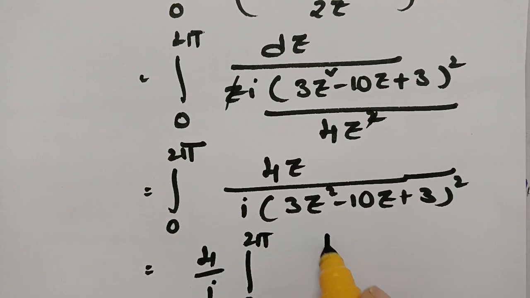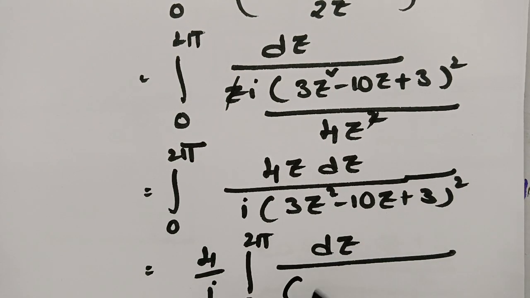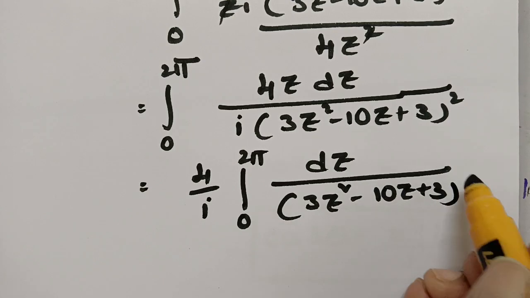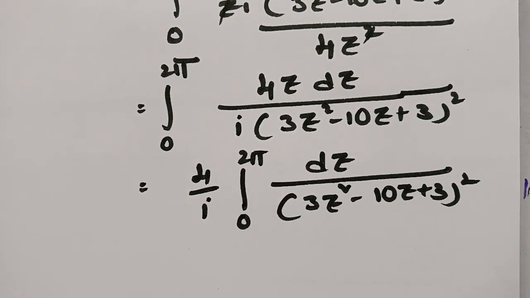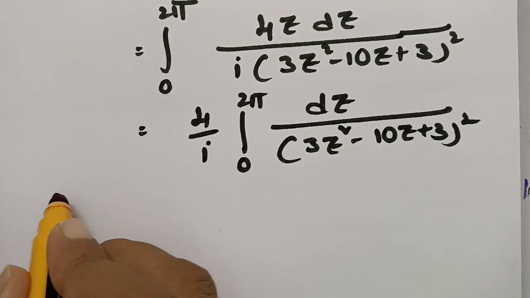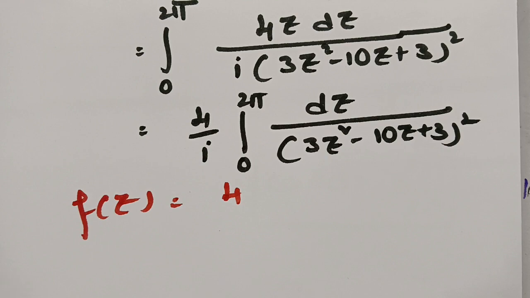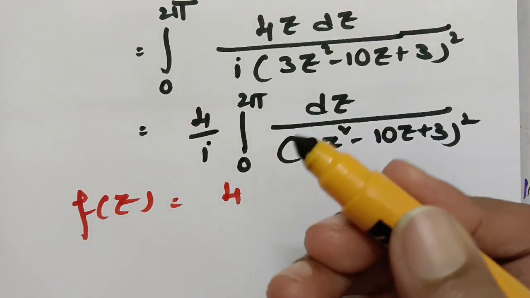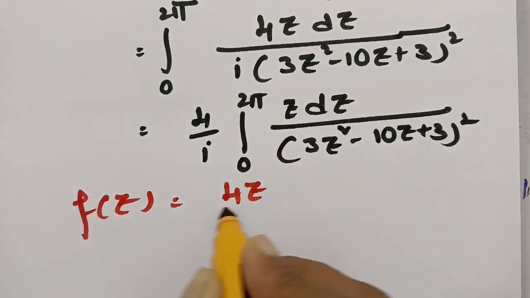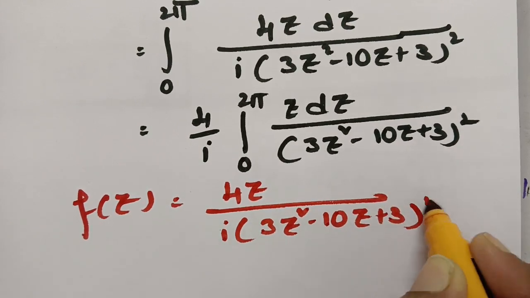So this can be written as 4 by i times the integral of dz by (3z square minus 10z plus 3) whole square, with z in the numerator. As you can see, this is the integral of f of z dz. From this, what is our f of z? It is very clear: 4z by i times (3z square minus 10z plus 3) whole square.